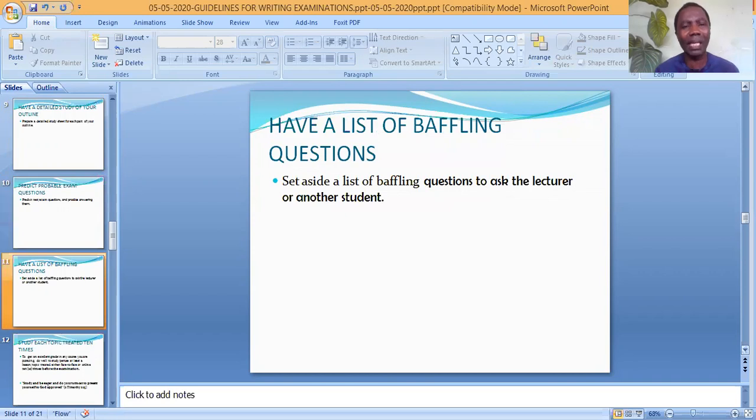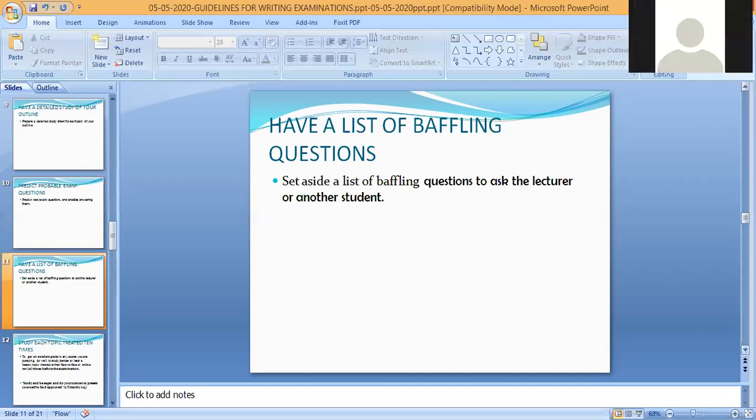At the end of the presentation, you should have a list of baffling questions to ask. You need to have baffling questions. Any course that you study and you don't have any baffling question, then you are not studying that course. You are just going through the course, passing through the course. You are not studying it. But if you really study that particular course, you would definitely have a list of baffling questions to ask a colleague or your lecturer.